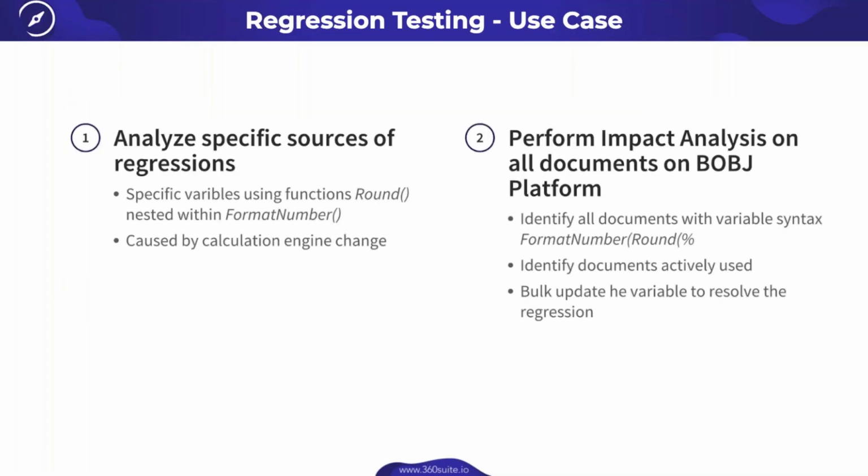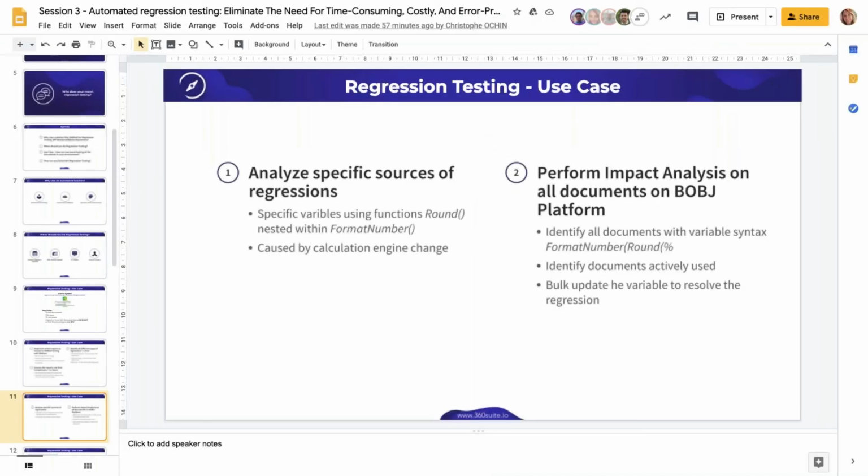Mm-hmm. And in the example, what they actually found was this round function. So these are used in their variable syntax, and it was caused by a calculation engine change. And again, they were going from XI 3.1 to 4.2, so probably more calculation engine changes than typical, but it does happen. So they were able to search for that. I can show real quick what that looks like within 360 Eyes.